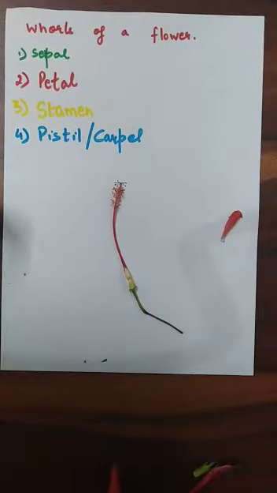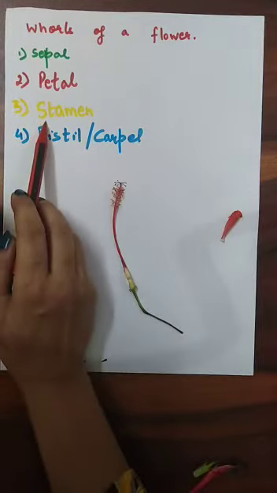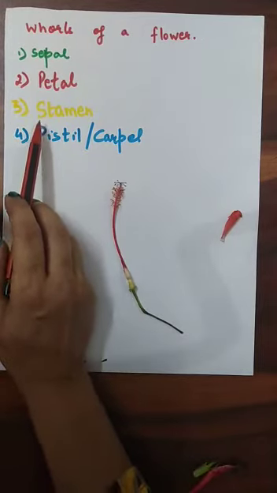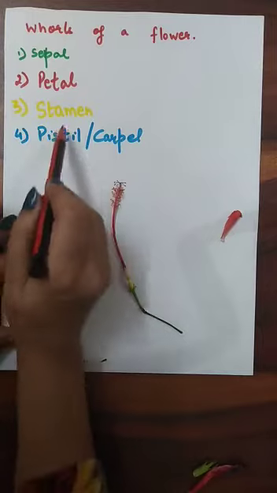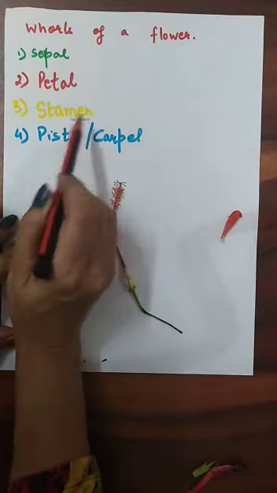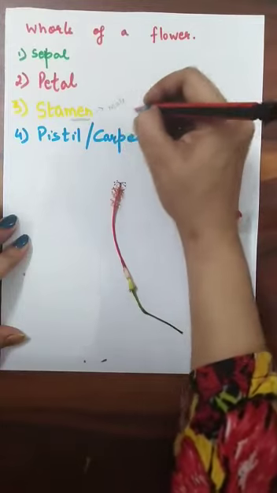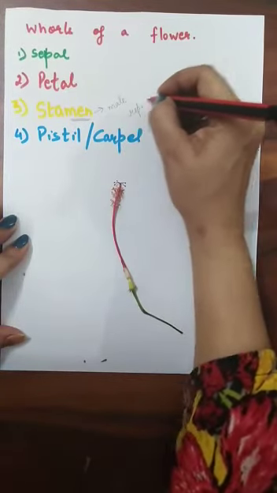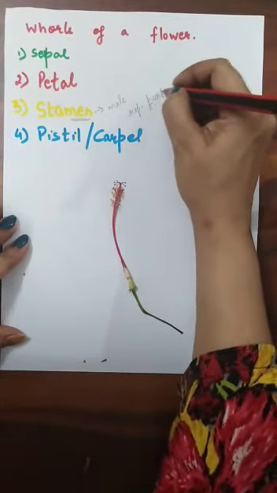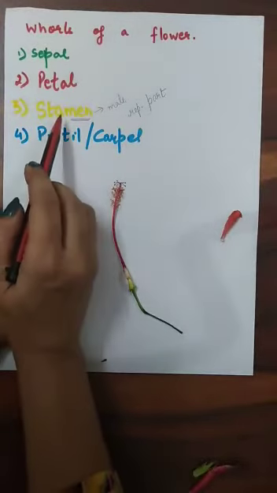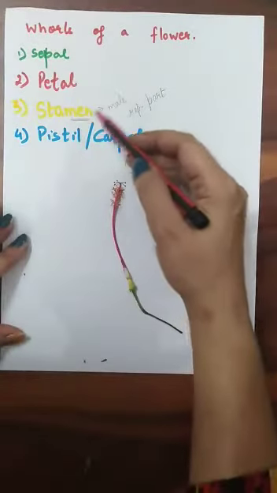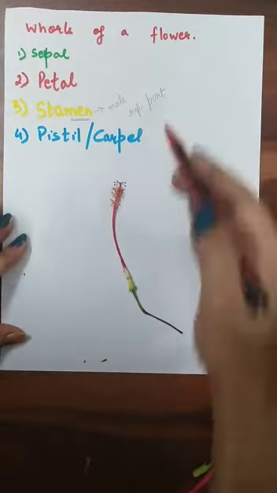Now if you look carefully, the third whorl, that is the third circular arrangement, is of the stamen. And since you know MEN is written at the end, this is a hint for you to learn that this is the male reproductive part of the flower. So stamen, MEN, men, that means male reproductive part of the flower.